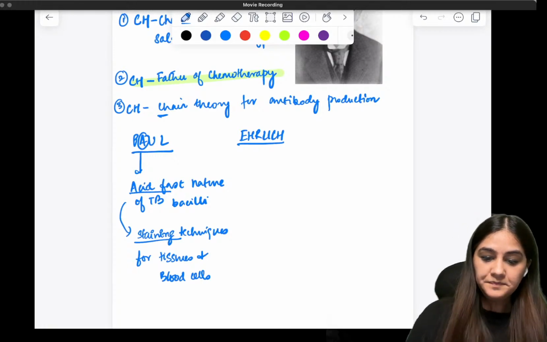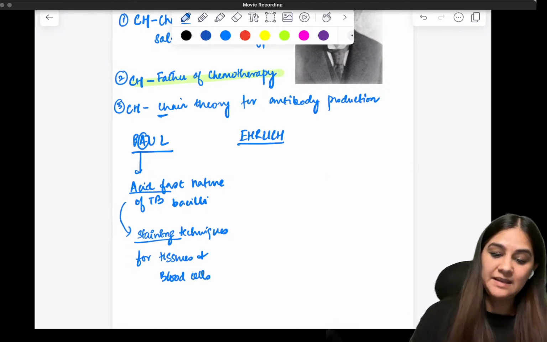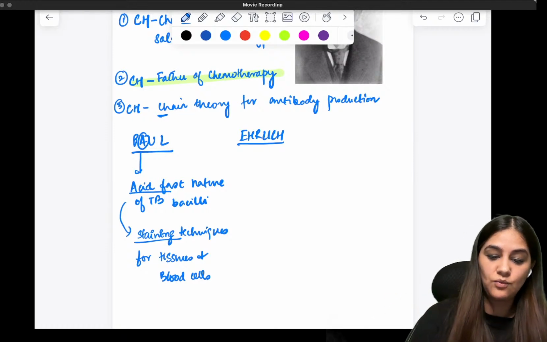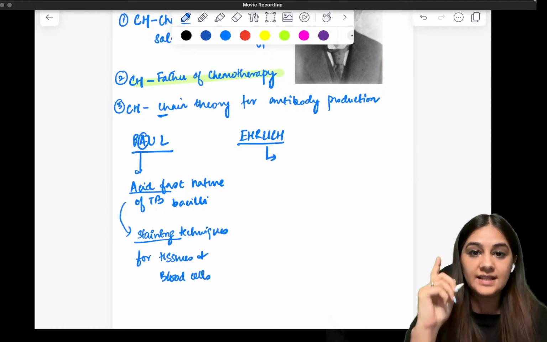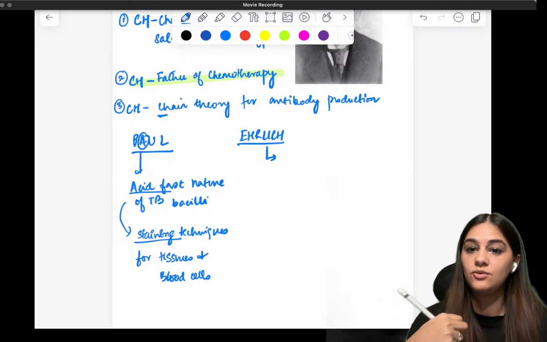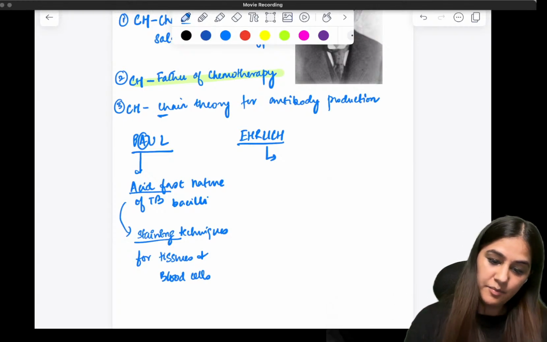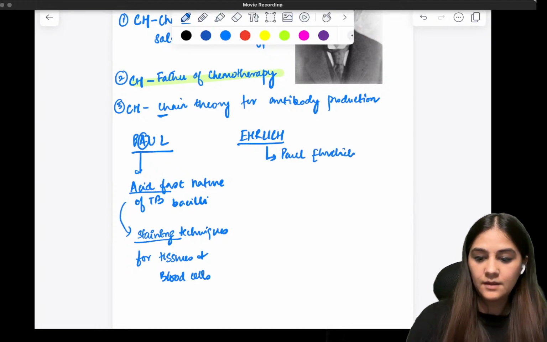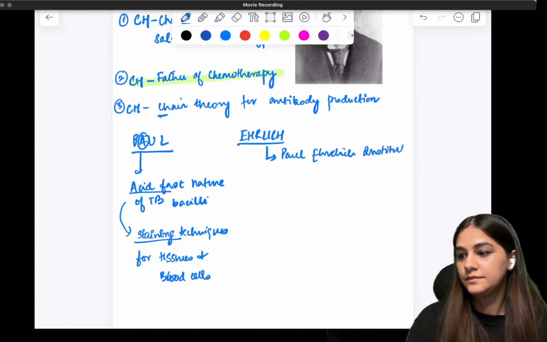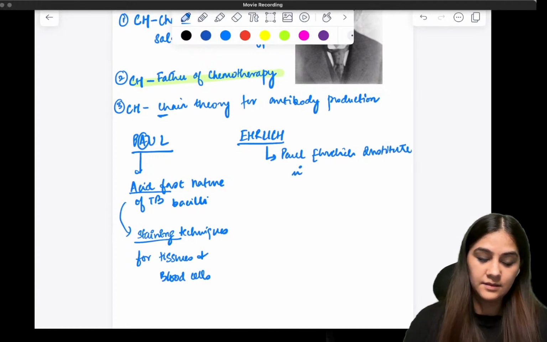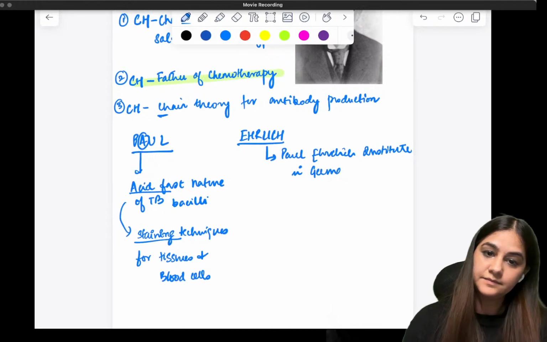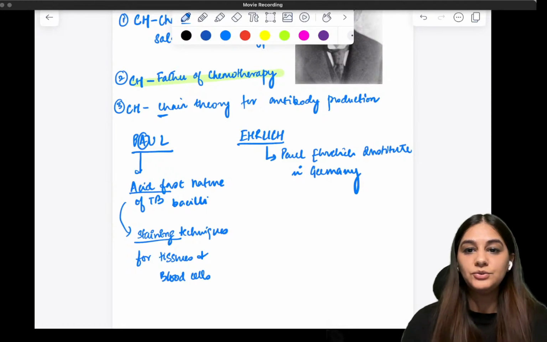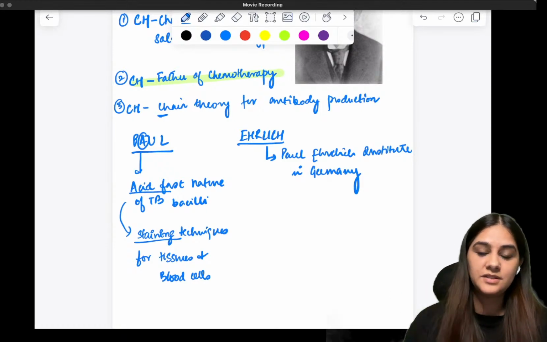Good. So, next we come to the name Ehrlich. What did he do? He gave us three things from Ehrlich. One, just like the Pasteur Institute, he also made his own institute. So he made the Paul Ehrlich Institute in Germany, right? That was his first achievement.